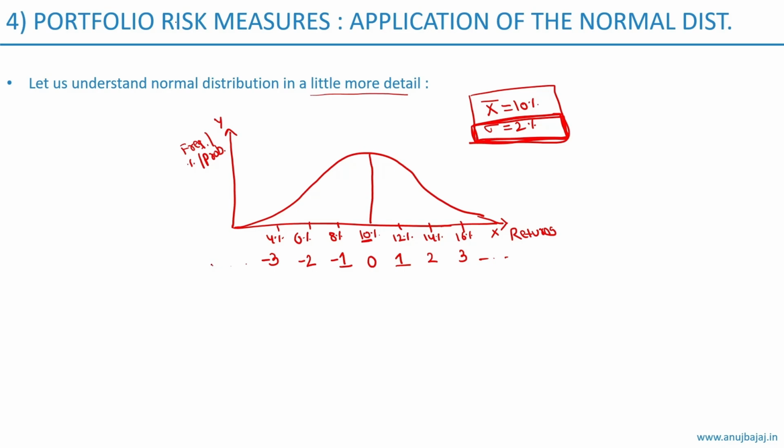So in a normal distribution, we know that the distribution is symmetrical around its mean. That is, 50% of the observations lie below the mean, 50% lie above the mean. Or I can say 50% of the observations lie below 0 standard deviation and 50% of the observations lie above the 0 standard deviation.